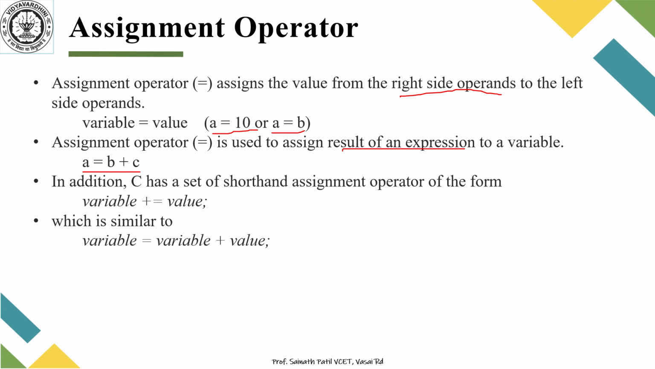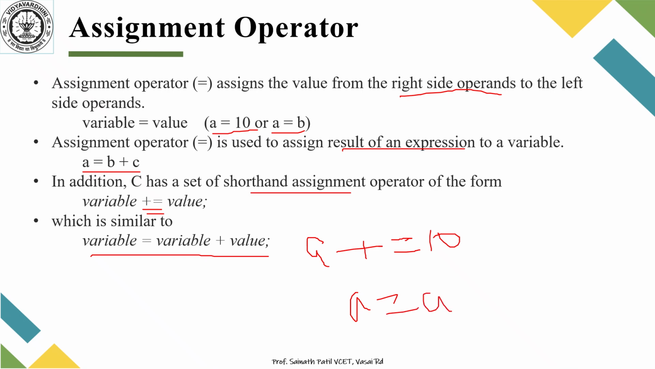In addition, C supports shorthand assignment operator, which is variable plus equal to value. It is similar to variable is equal to variable plus value. That means variable is written only once. For example, it may be like this: a plus equal to 10. It is nothing but a is equal to a plus 10.